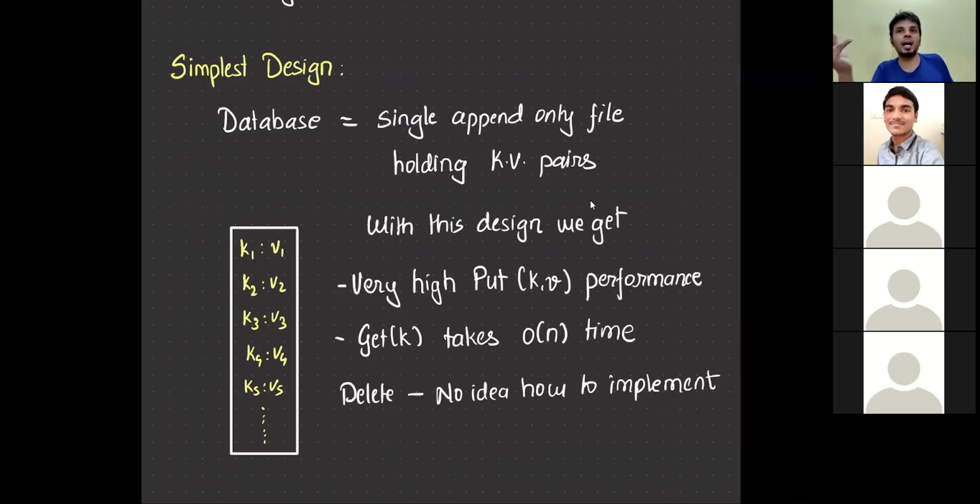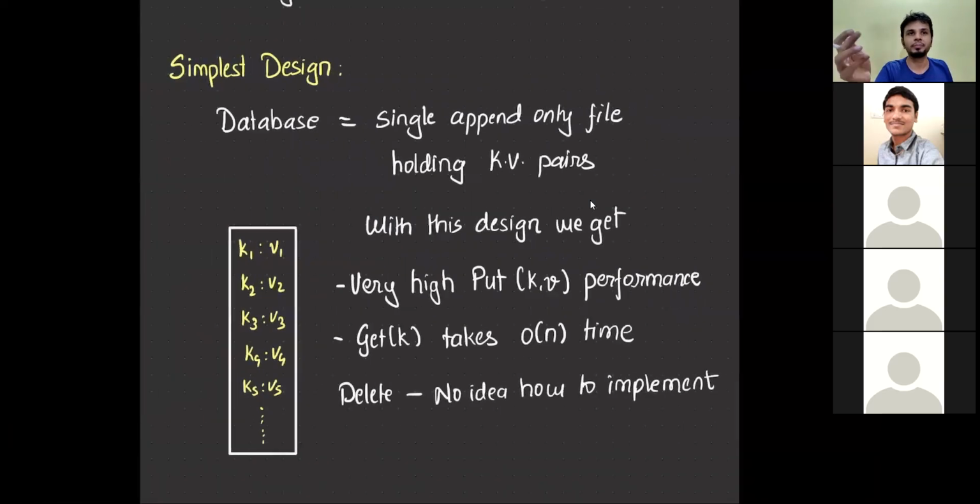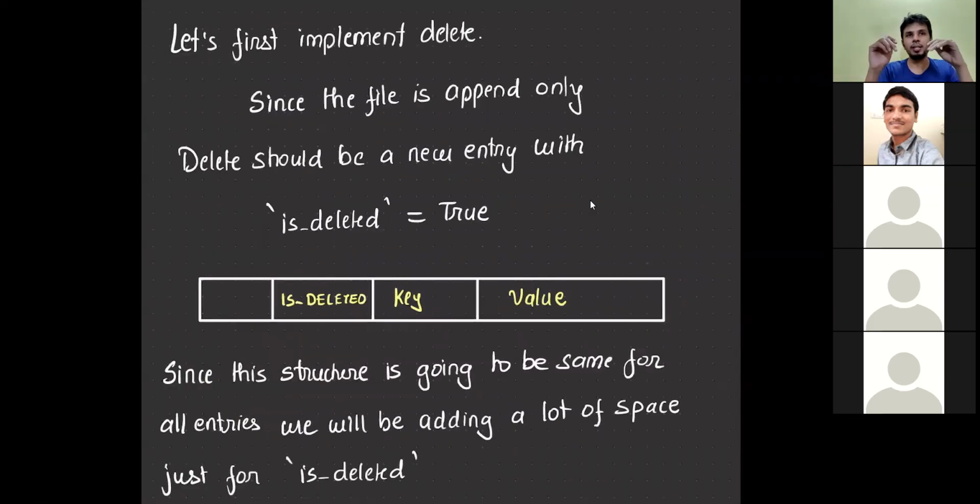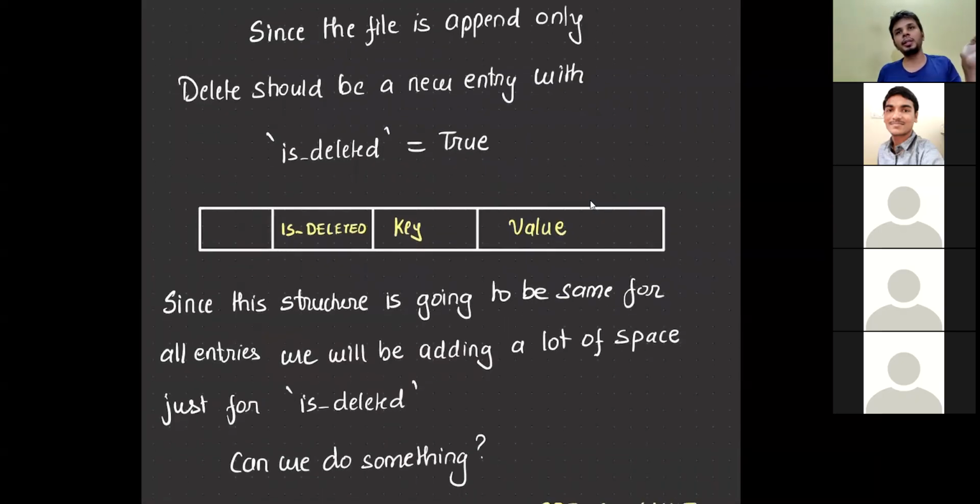Delete, we don't know yet how we would implement it, because that's a very far-fetched thing. But first, let's solve get and put. So let's see how we can implement delete. We know that put is just an append operation, so it would add one more line to the file. Similarly, delete can also be a put with a new entry. Let's say for every entry that you write, key value, you also have an is deleted flag, something that we borrowed from MySQL.